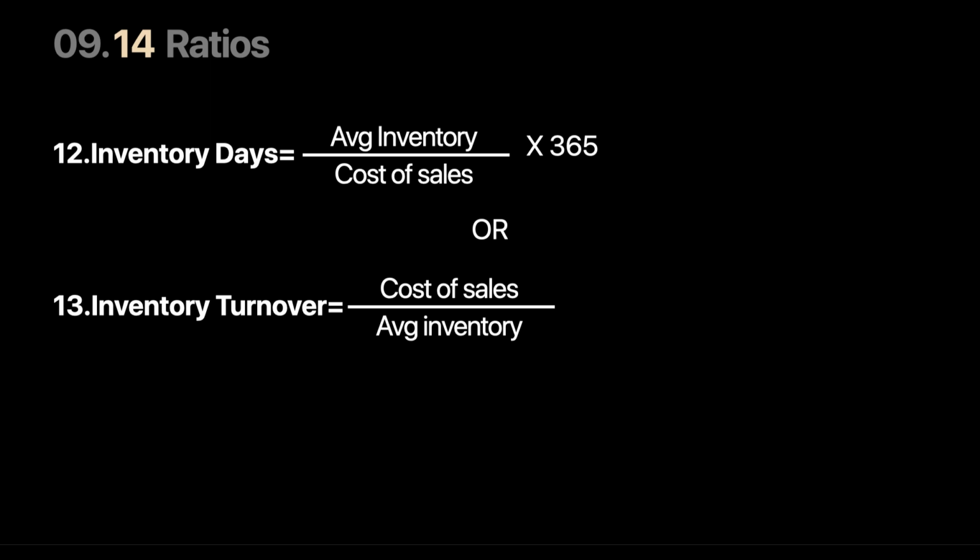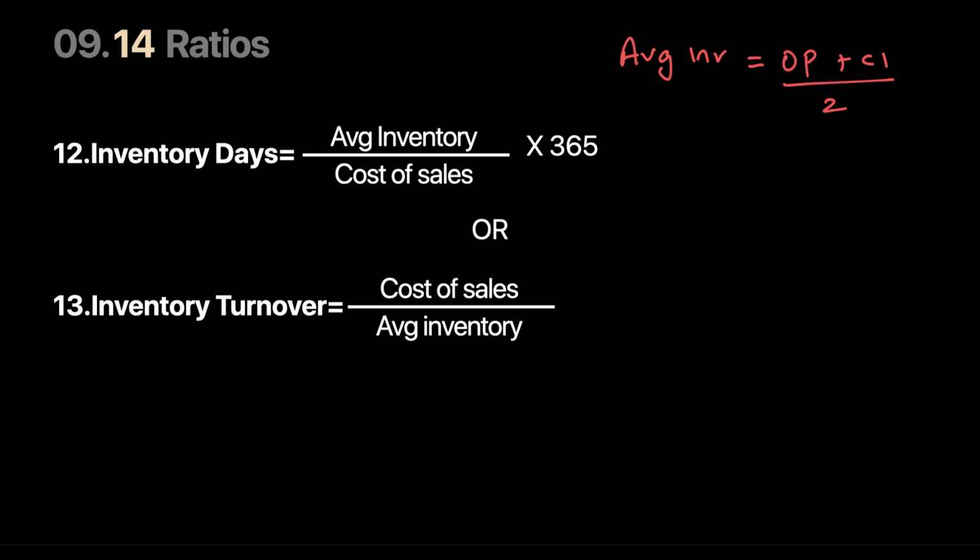Inventory days will measure the number of days taken by the firm to sell off its inventory, which is average inventory upon cost of sales. Now, what is average inventory? I can define average inventory to be opening inventory plus closing inventory divided by 2. Remember, whenever you have to take an average, take the starting value and the ending value divided by 2. So once you have your opening and closing inventory, you can find the average. So average inventory divided by cost of sales or cost of goods sold, times 365. This should show the number of days taken by the firm to sell off its inventory.